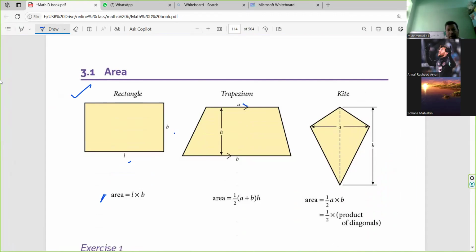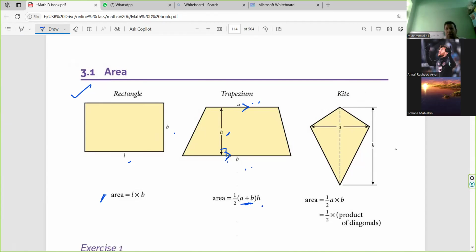Trapezium, one pair of sides is parallel. So these both are parallel, and this h is the perpendicular height. Perpendicular height means which makes a right angle over there. So area of trapezium equals half into sum of the parallel sides a plus b, these are the parallel sides, sum into perpendicular height.